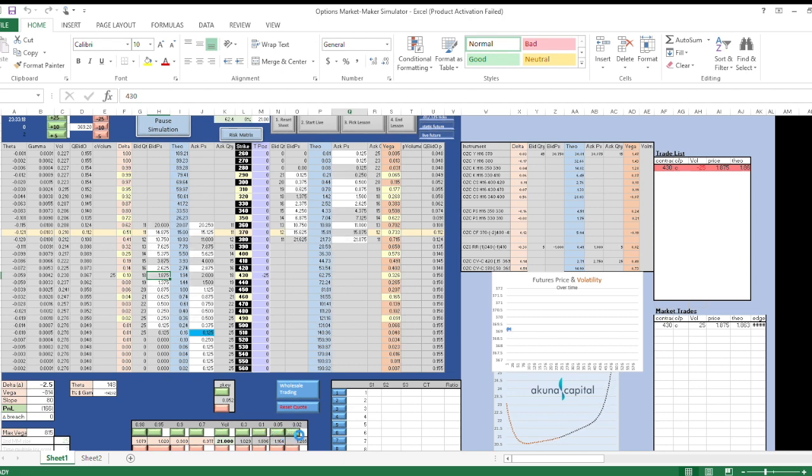When the prices flash with a background of blue or red, we trade those options and we also reset our quote button when the actual numbers are in red to ensure that we remain competitive in the market, which is what we're doing right now.